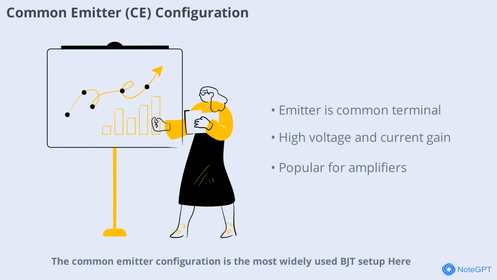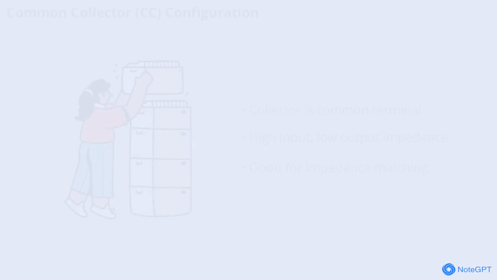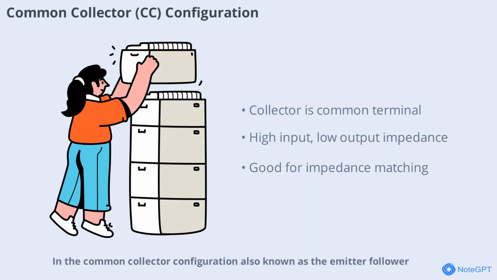Common emitter configuration is the most widely used BJT setup. Here, the emitter terminal is common to both input and output. The input is between the base and emitter, and the output is between the collector and emitter. This configuration provides both high voltage and current gain, making it ideal for amplification. It's commonly found in audio, radio, and general-purpose amplifier circuits. The common collector configuration, also known as the emitter follower: the collector terminal is common to both input and output.